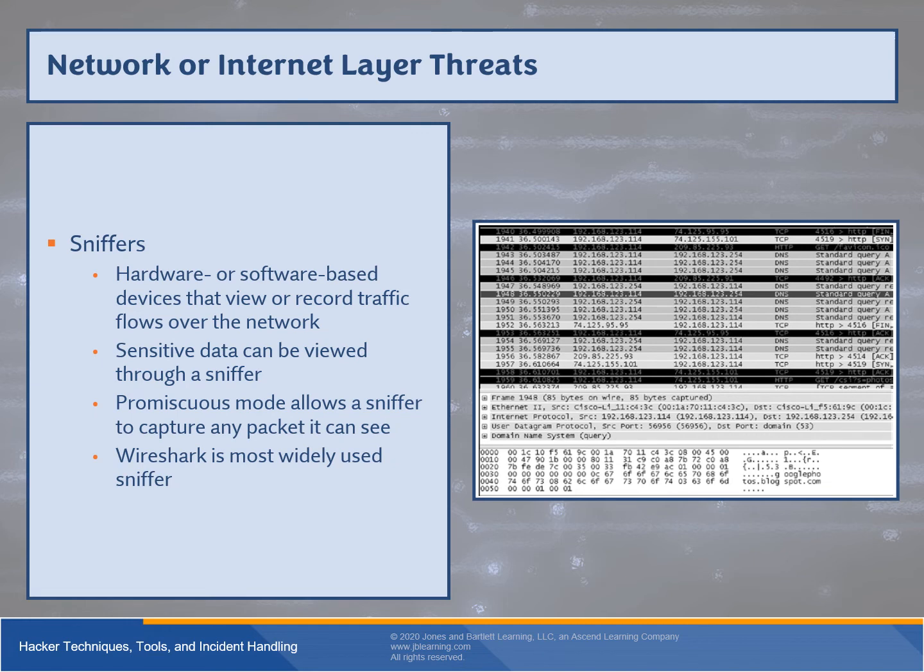Problems with IP. Okay, sniffers. They are able to observe traffic passing across their interface because in order to allow networks to work, traffic has to be able to examine what's on the network and say, is this mine? No, I'm going to pass it on. Is this mine? Yes, I'm going to go ahead and interpret it. Hardware or software-based devices that view or record traffic flows over the network, those are sniffers. So sensitive data could possibly be viewed. Promiscuous mode on your NIC, network interface, is going to allow a sniffer to capture any packet that it can see. Widely used is going to be Wireshark.